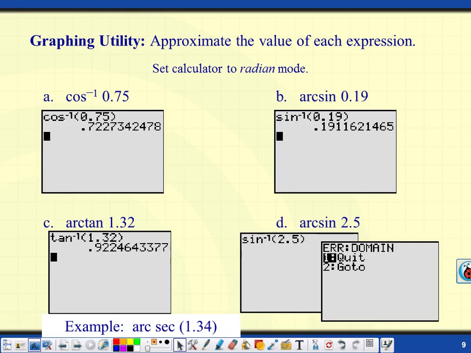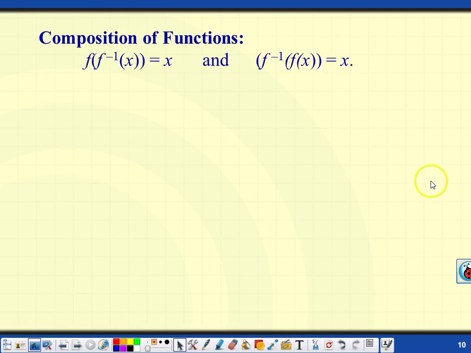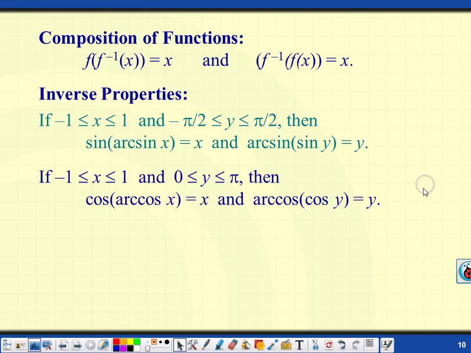Why, when they put in arc sine of 2.5, did they get an error? Because what can sine be? What's the lowest and highest it can go? -1 to 1, the original function. Okay, so if you say, give me the angle whose sine is 2.5, there's not one. So also, this isn't in the domain of the problem, but it's not in the range of the sine function. Okay. So some of this, like I said, I'm just going to go through fast.